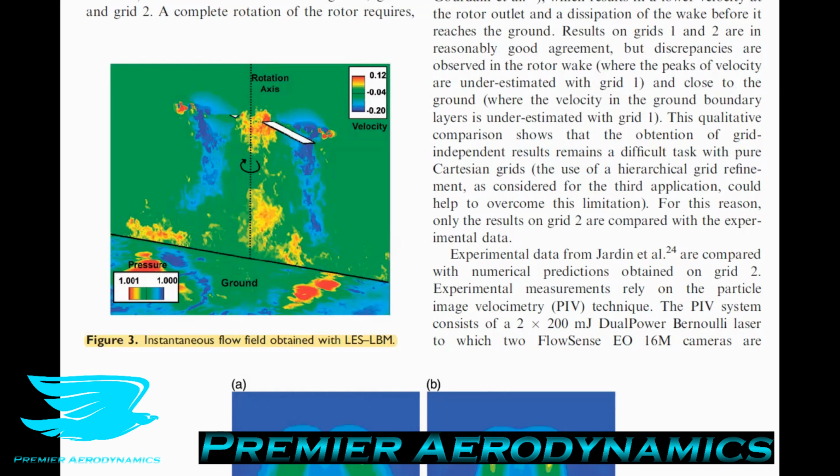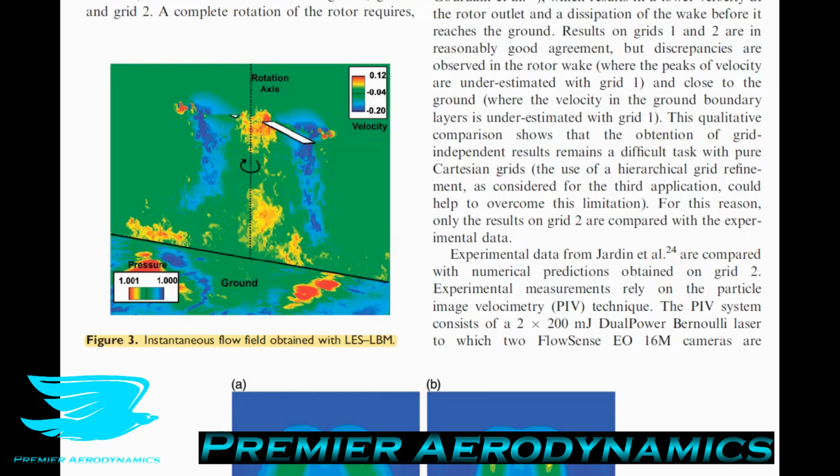The main objective of this application is to validate the capability of the Lattice Boltzmann method to reproduce the flow generated by such in-ground effects by comparing this with the experimental data. To study the sensitivity of the solution to the grid, 3 meshes are used to perform the numerical simulations. For each grid, the resolution is increased by a factor of 2 compared to the previous grid.